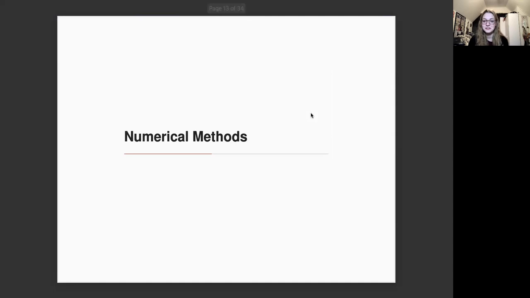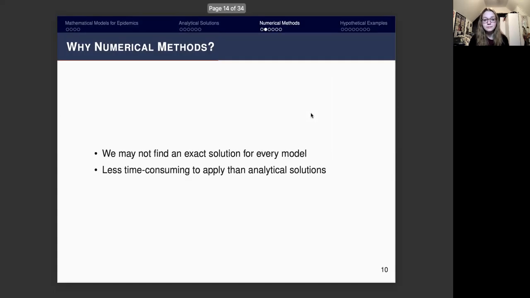So that is what we see when we have our simplified model. Now we want to look at some numerical methods for solving for the approximation to our entire SEIQR model. So why are we using numerical methods? It's because, like we just saw, it's not always easy to find an exact solution for every model, and it might not be possible. And so these numerical methods are less time consuming to apply than our analytical solutions because we might not always have one.